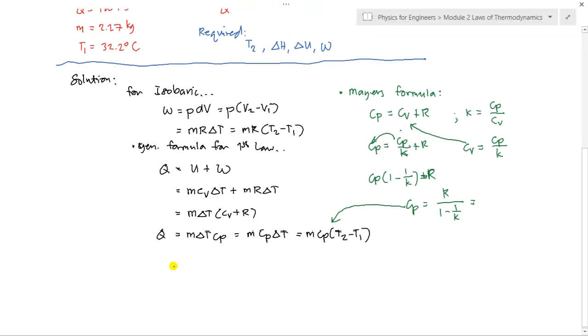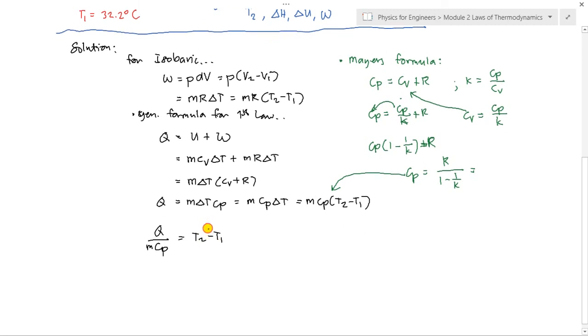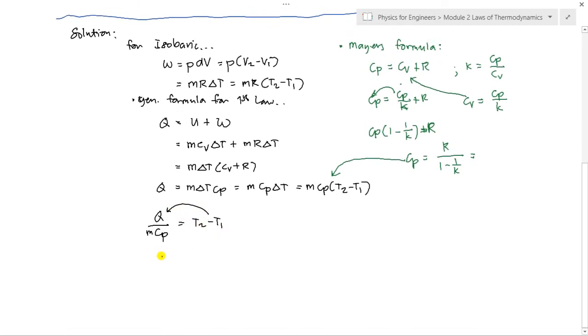Solving for T2, we have Q over m Cp is equal to T2 minus T1. Transposing T1, we have T2 is equal to T1 plus Q over m. Our Cp is this one, so therefore we have multiplied R over 1 minus 1 over k. So again, this is just divided by m Cp.